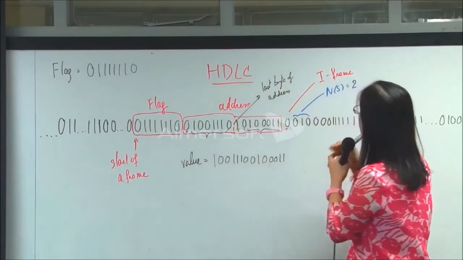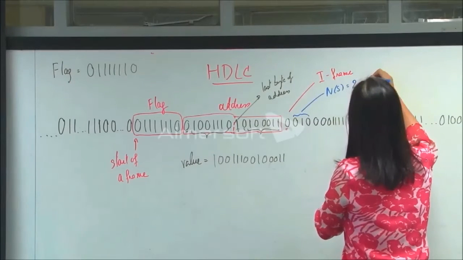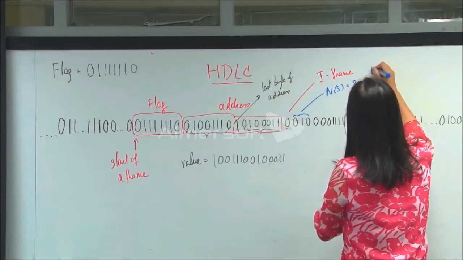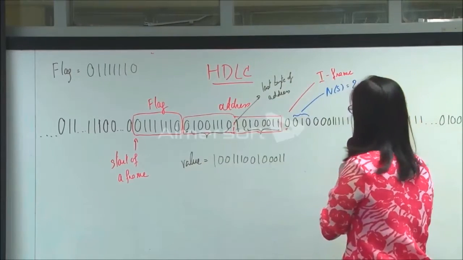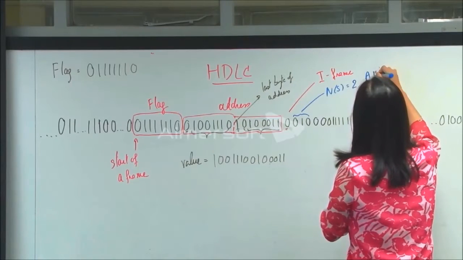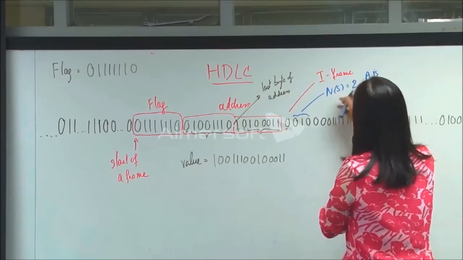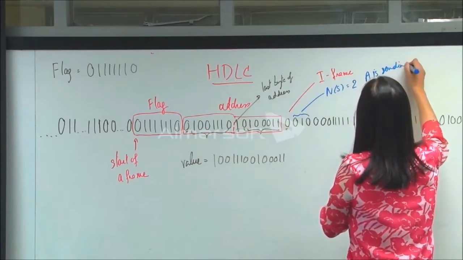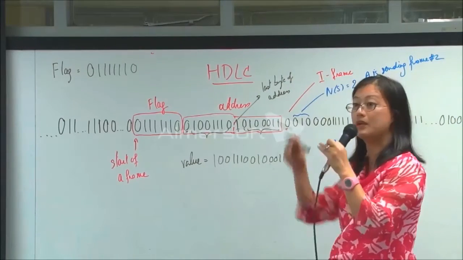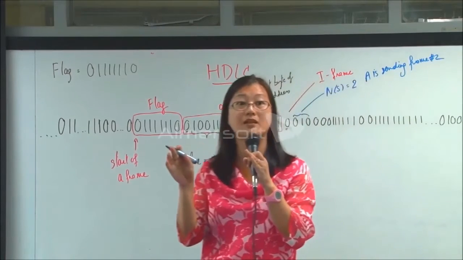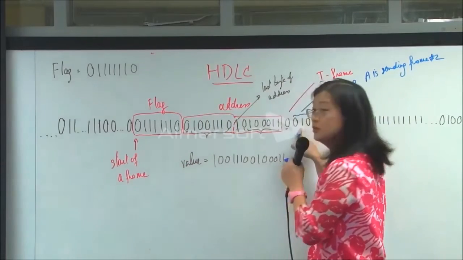Okay. NS is equal to 2, which means that you are sending frame number 2. So this is like a frame. Suppose this is a frame of A. So A is sending frame number 2. Okay. So this is a send sequence number. Remember from our space-time diagram, A is sending frame number 2 to B. So this tells you the number 2.